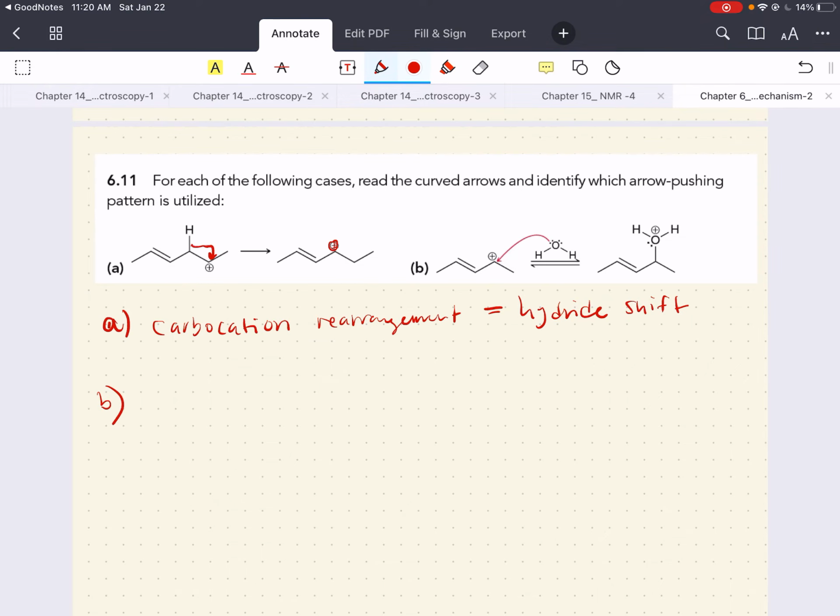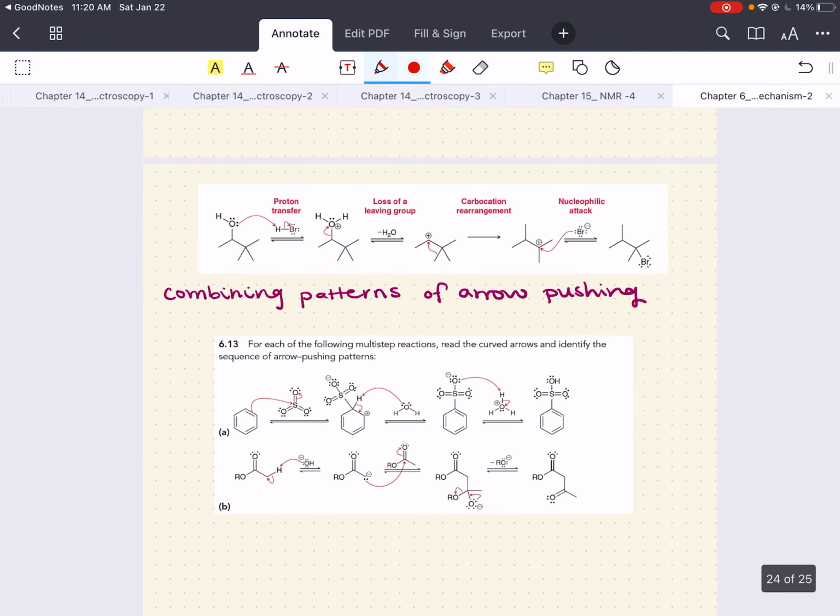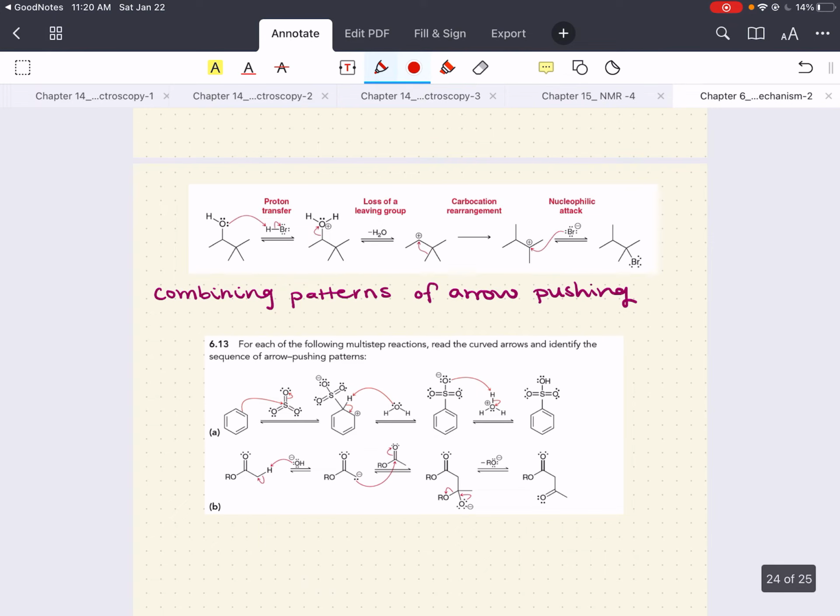Now let's look at B. We have this oxygen attacking, this nucleophile attacking an electrophilic center. This is a nucleophilic attack. Fantastic. Look at us go. Let's do a couple more of these, but let's combine patterns of arrow pushing. We talked about proton transfer, loss of a leaving group, carbocation rearrangement and nucleophilic attack as our 4 patterns for reaction mechanisms.